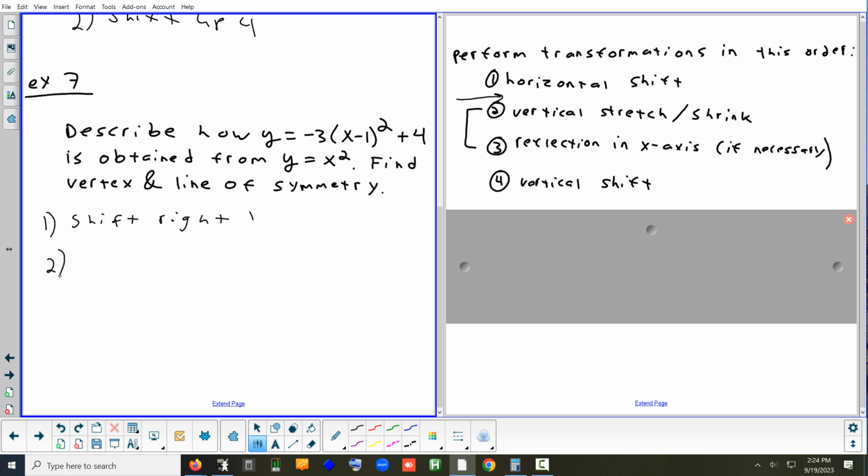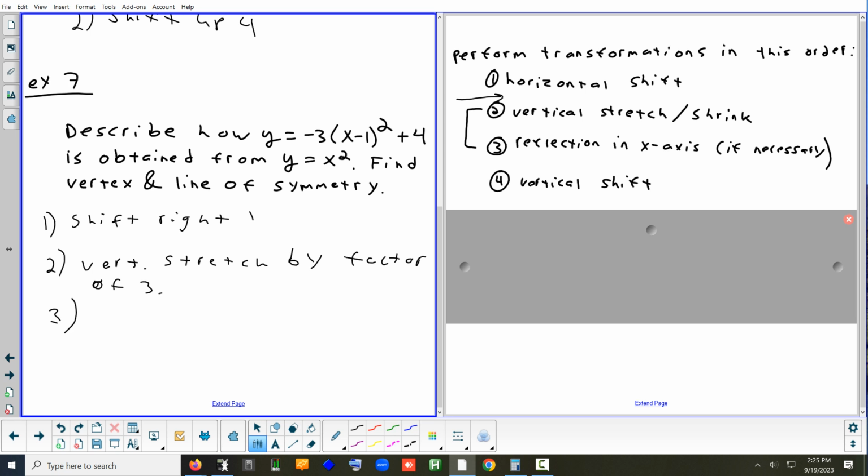Number 2. Vertical stretch or shrink. Which number is going to control the stretch or the shrink in this case? Yep, the 3. And can you describe what the 3 is going to do? Vertical stretch, factor of 3. Perfect. Vertical stretch by a factor of 3.